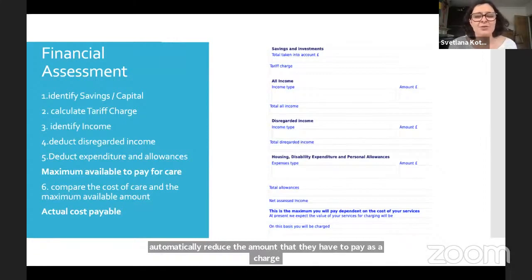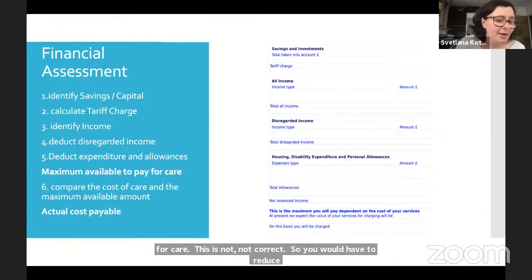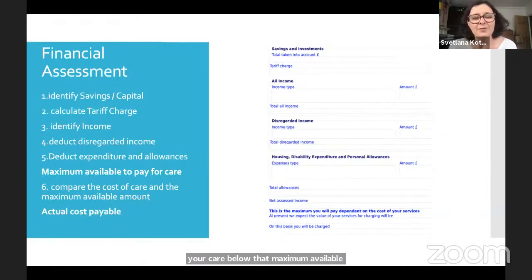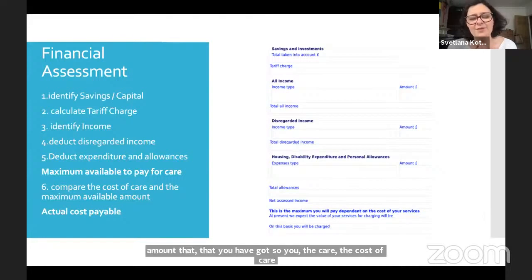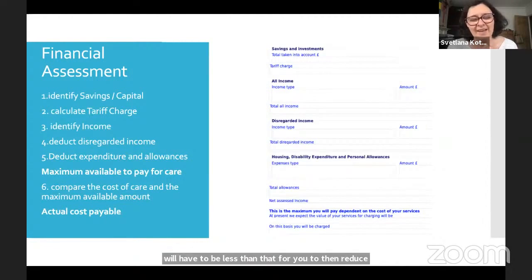You'd have to reduce your care below that maximum available amount that you've got. So the cost of care will have to be less than that for you to then reduce, and effectively you will be fully paying for your care as a result of that.